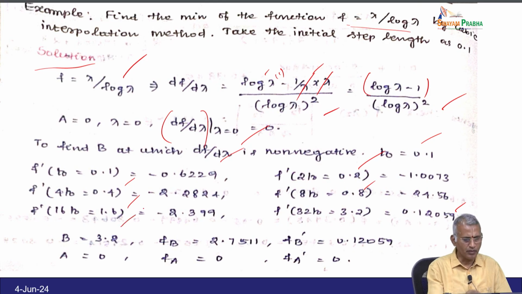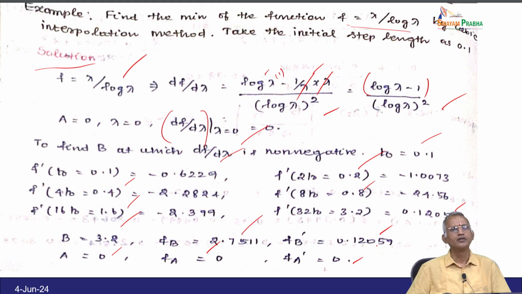So, b equal to 3.2, and substituting in the function we have 2.7511. So, f b dash is equal to, differentiating the function and substituting, (log t minus 1) divided by (log t) the whole square, f b dash equal to 0.12059. Already a is 0, therefore f of a is 0. Obviously, f dash of a is also 0.